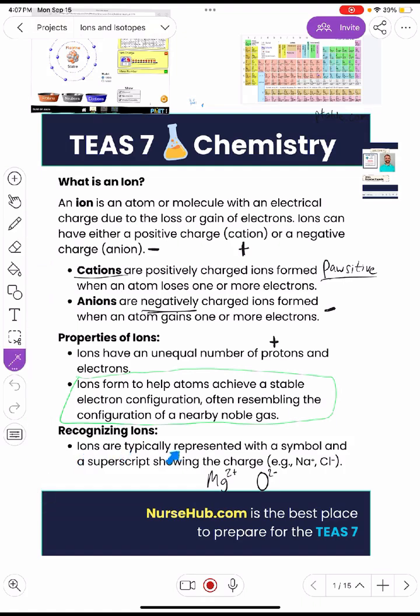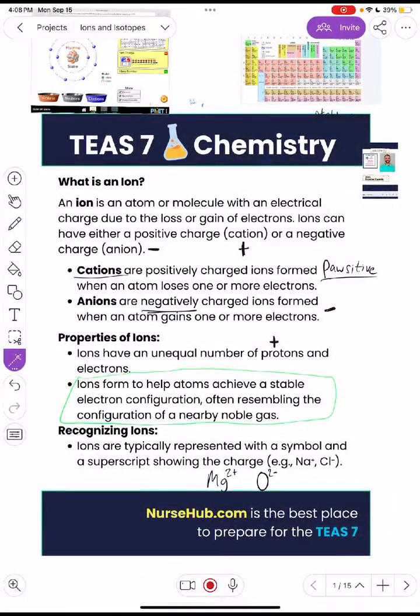Ions are typically represented with a symbol and a superscript showing the charge. So Na+ is a sodium ion, a positive sodium ion. Mg2+ is a magnesium ion with a 2+ charge.